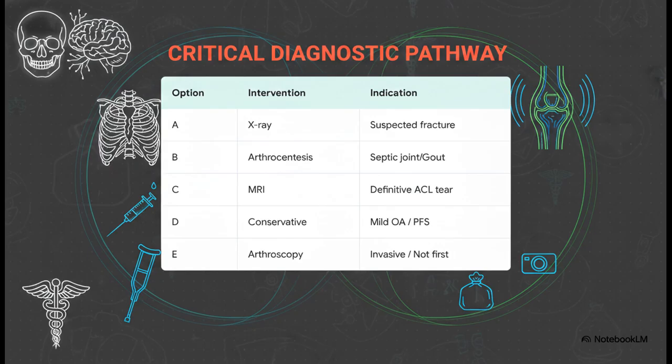An MRI is the strictly required modality here. It definitively confirms the ACL tear and it rules out concurrent injuries, like medial meniscal tears, serving as your absolute roadmap for definitive surgical planning.